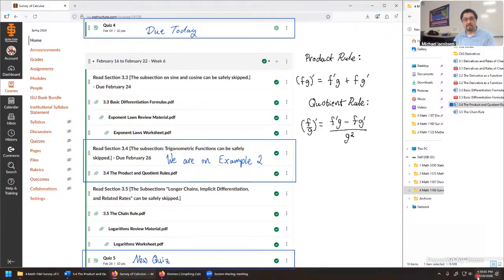Okay, it looks like we can start. Well, we're about to finish off week 6, but this is pretty much what the class is going to look like every Thursday. Quiz 4 is due today, and the new quiz is also posted, quiz number 5. Quiz number 5 is going to be about the product rule, a quotient rule problem, and then a chain rule problem. And that's pretty much our goal for today.